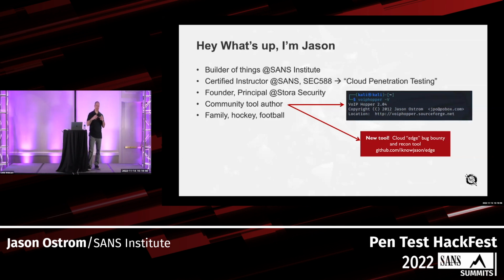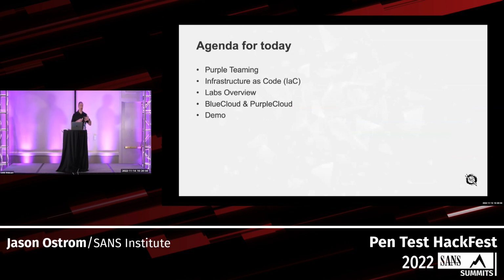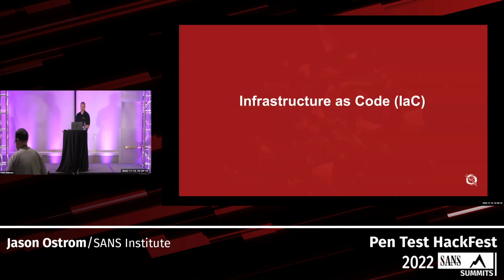So what I want to do is tie in how we can parlay that into enterprise pen testing with cloud identity, and how we can do purple teaming with that. We're going to talk about on-premise purple teaming, and then we're going to pivot into cloud hybrid identity pen testing. So to start off, we need to talk about an introduction to infrastructure as code.